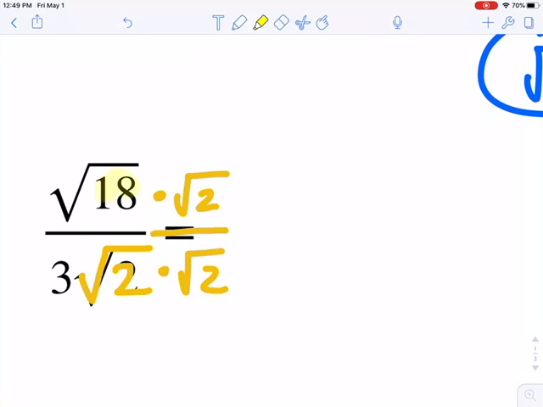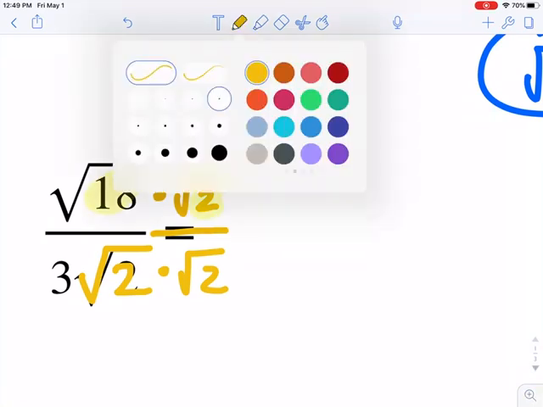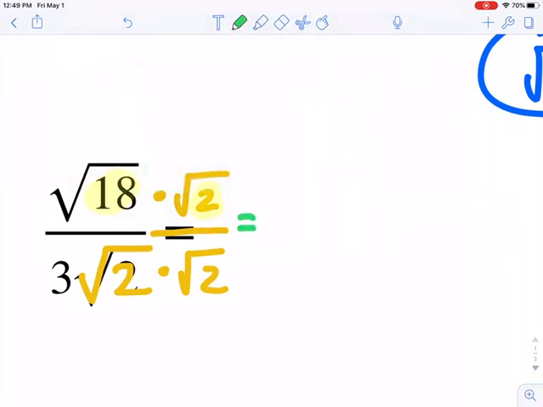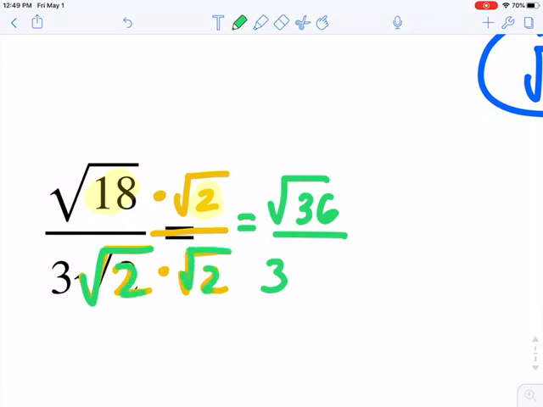All right. So on this top, I'm going to get radical 18 times radical 2, which becomes radical 36. And this denominator, I'm going to have 3. And then radical 2 times radical 2 is just regular 2. So now I have square root of 36 over 3 times 2. Well, what's the square root of 36? 6. What's 3 times 2? 6. So I have 6 over 6, which is just 1.